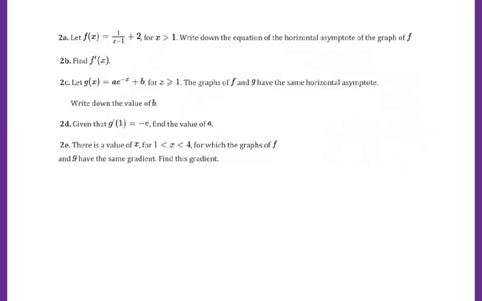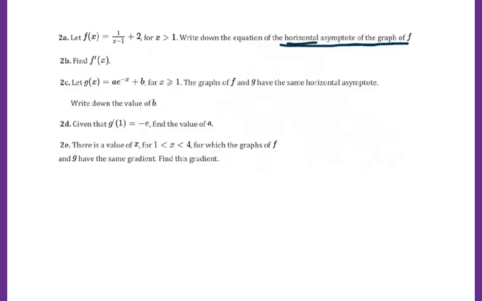Now let's go to 2a. Let f(x) equal 1 over (x minus 1) plus 2 for x greater than 1. Write down the equation of a horizontal asymptote of the graph of f.